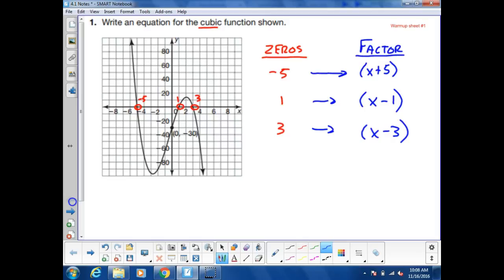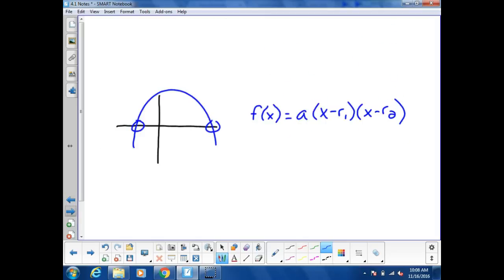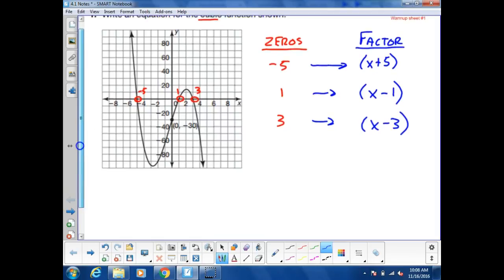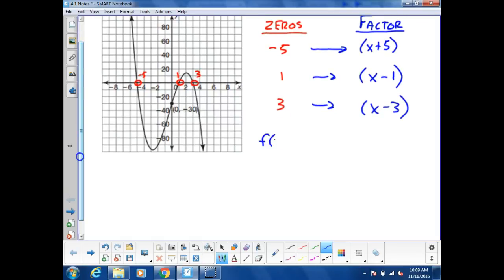Now, going back to old school, what did we do then? Wrote them out then, right? What am I going to put in between them? Am I going to add them? Am I going to subtract them? I'm going to multiply them, okay? So my f of x here is going to equal a, because I'm going to have some a value there, times x plus 5 times x minus 1 times x minus 3. Right?